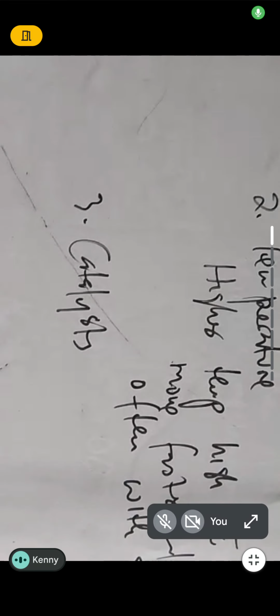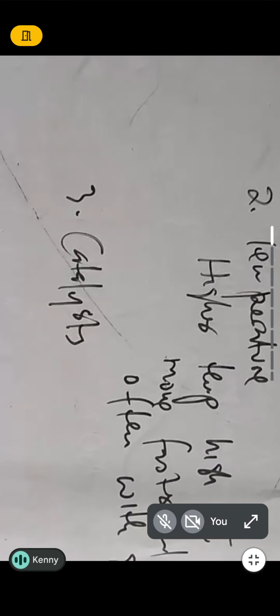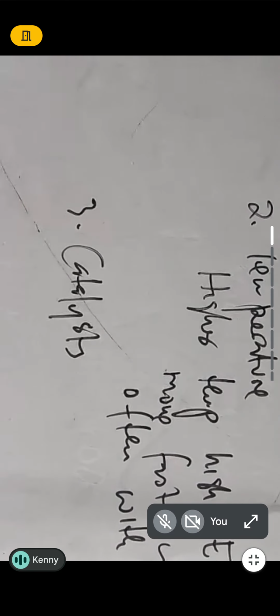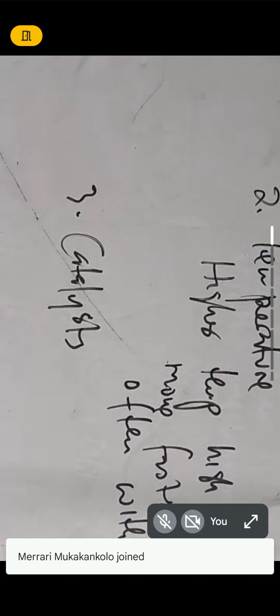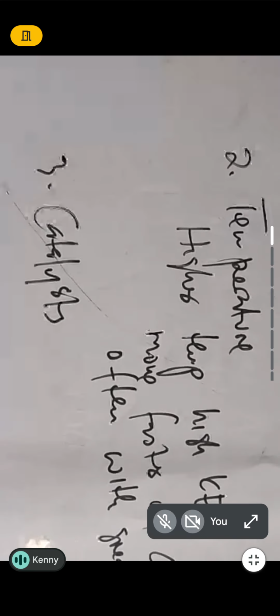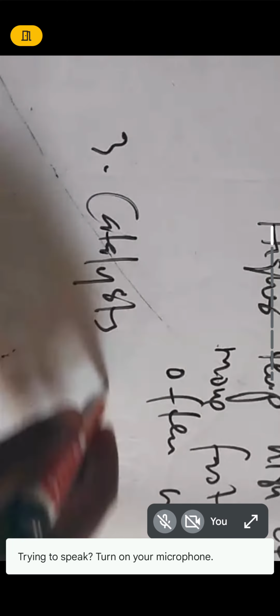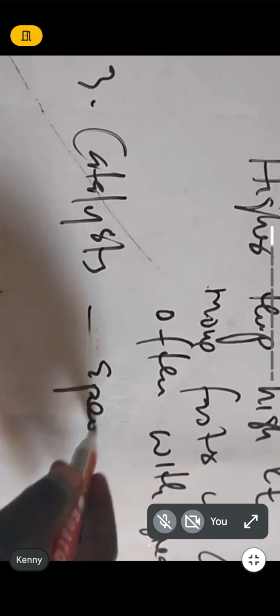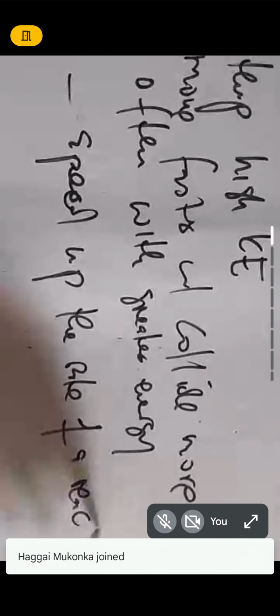or can affect. In fact, we have catalysts that can slow down or inhibit a reaction. Then the common catalysts that we know, they increase the rate of reaction. They speed up the rate of a reaction by changing the mechanism.